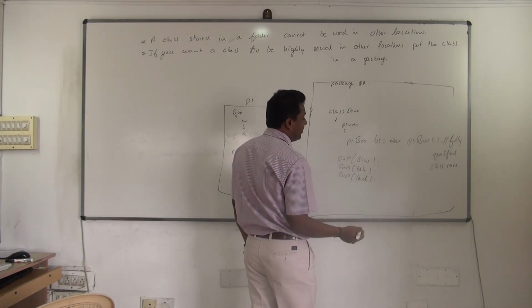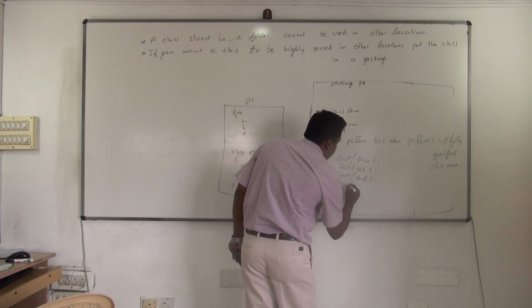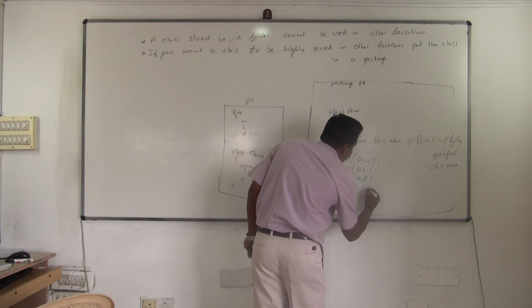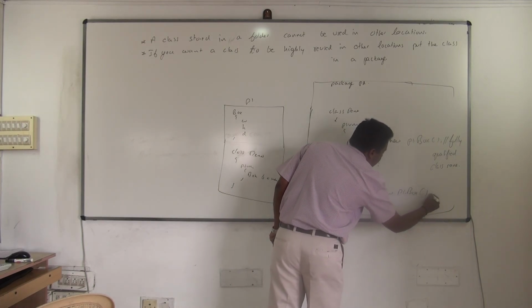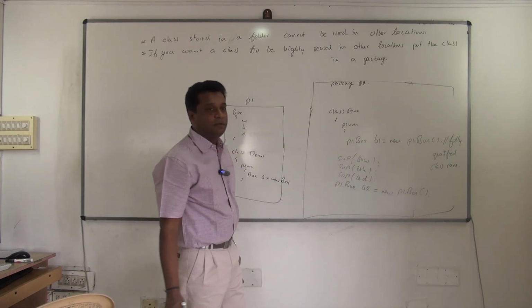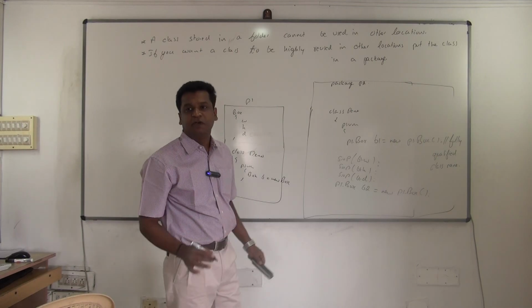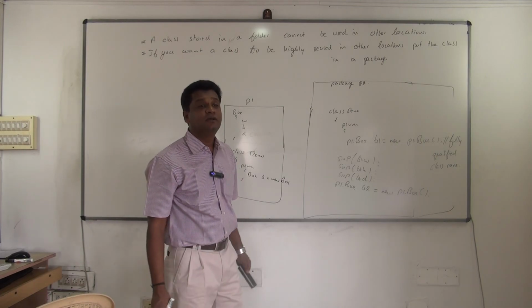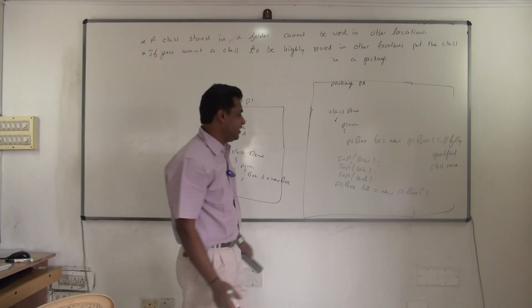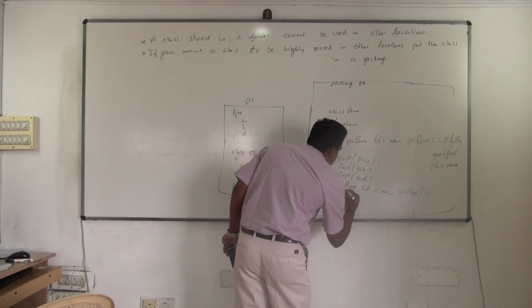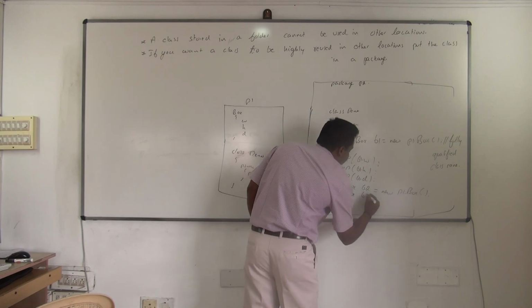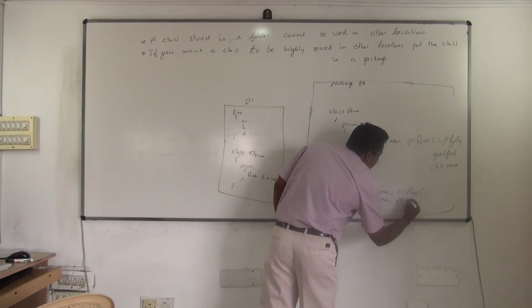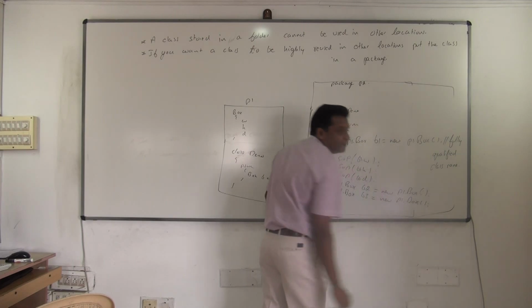Again, if I want to create one more object, again I have to write P1.box B2 is equal to new P1.box. Like this you have to go on creating objects. So whenever you want to use the class now, you have to use the fully qualified class name. Again, P1.box B3 is equal to new P1.box. It becomes very difficult now.